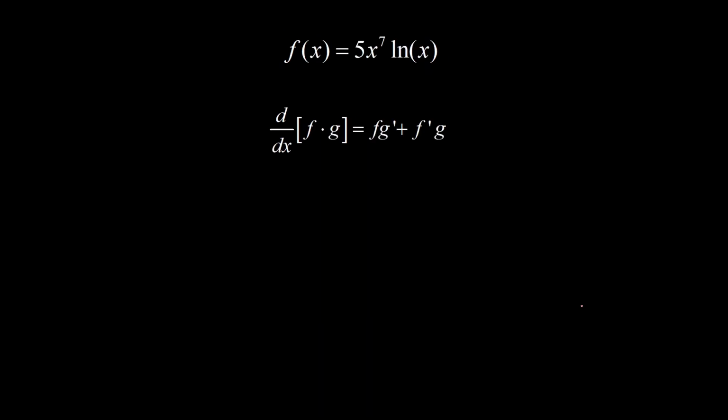So let's check out another one. We have this function here. It's a power function times a log function. Since it's multiplication, that means we use the product rule. So we want to identify f as being one of the functions and g as being the other one.